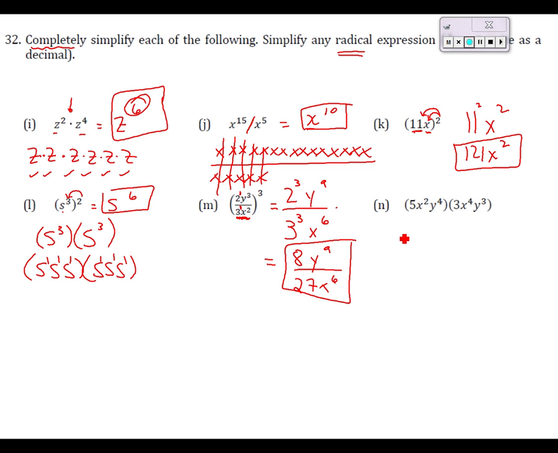5 times 3, again on Wednesdays, is 15. X squared times x to the first. So if I think that in my head, x squared, I'm sorry, x to the 4th, times x to the 4th, see the base twice, multiplication in between, write the base once, and add. Y to the 4th times y cubed, see the base twice, the multiplication in between, write the base once, and multiply your exponents.